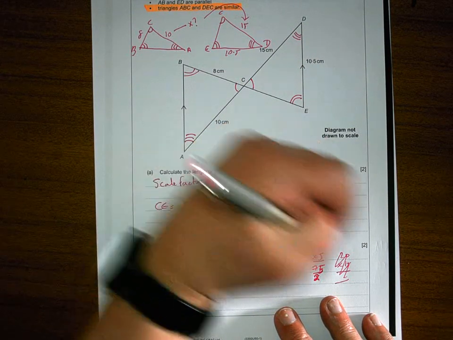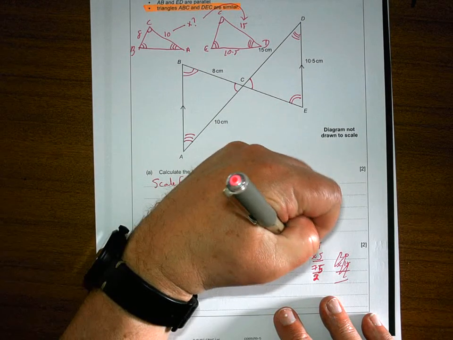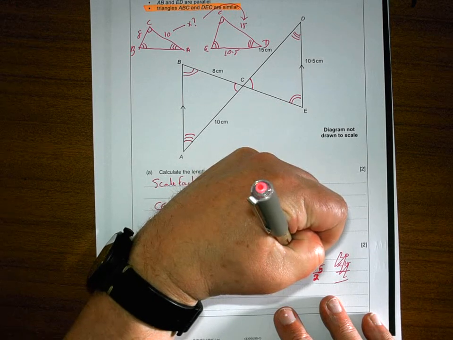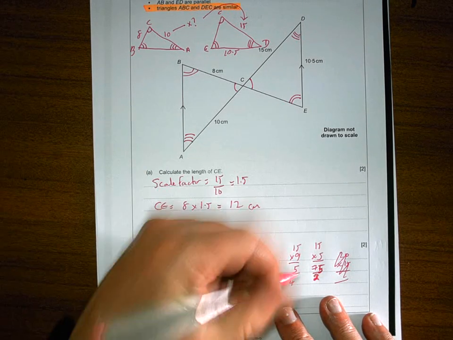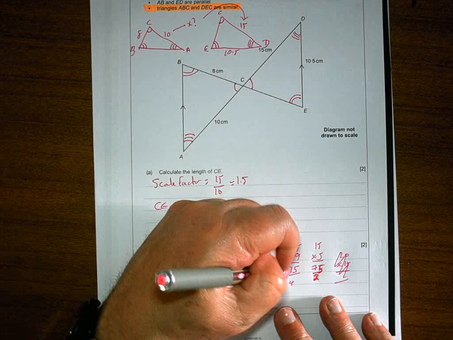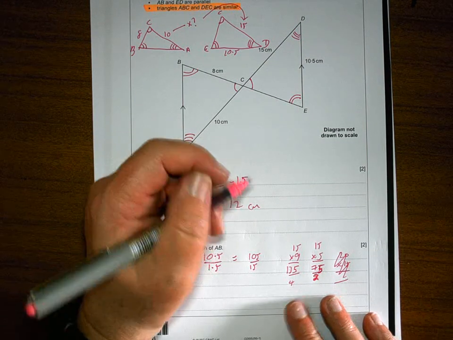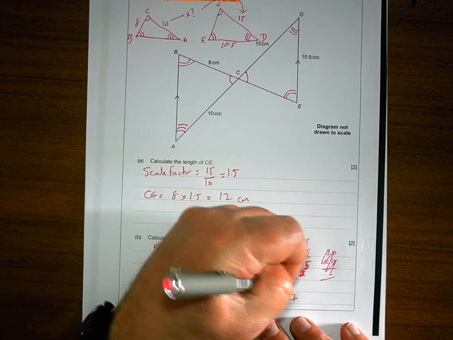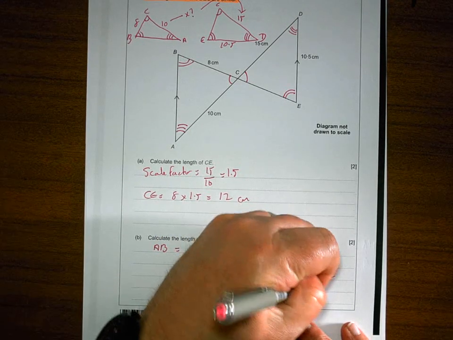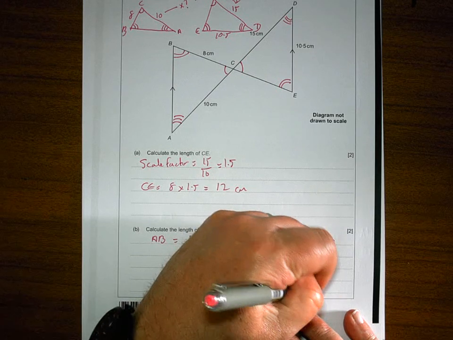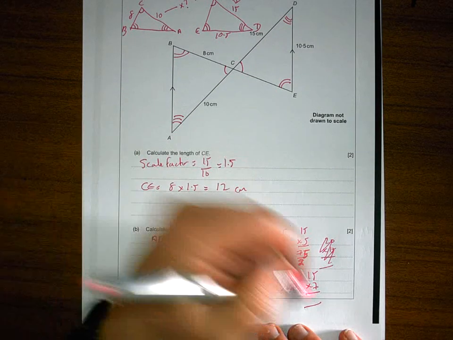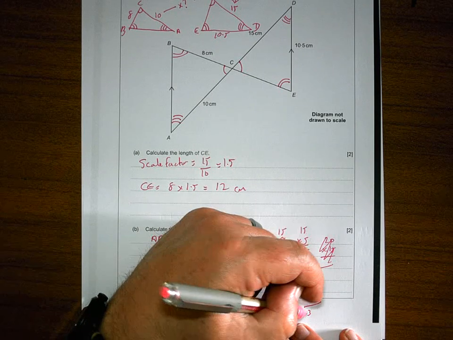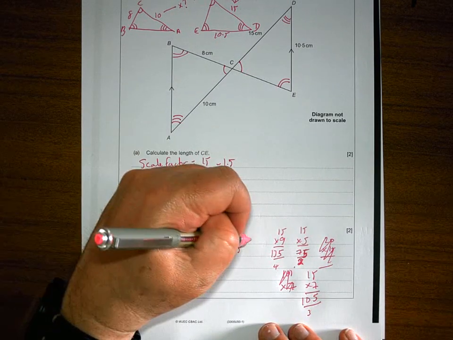So let's try 9 times 15, 45. 1 9 is 9, 10, 11, 12, 13. That's 135. So let's try 7 lots of 15. 7 5s are 35. 1 7 is 7 and 3 is 10, so 105. So it goes in 3 times... sorry, 7 times.